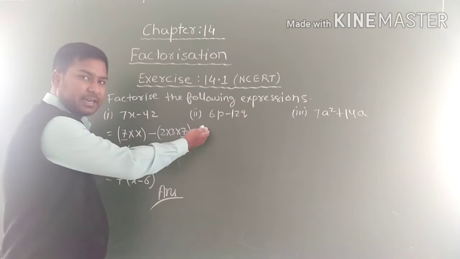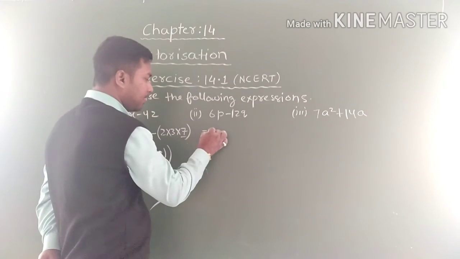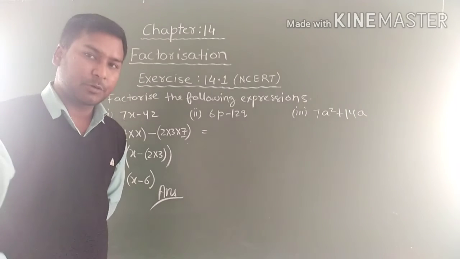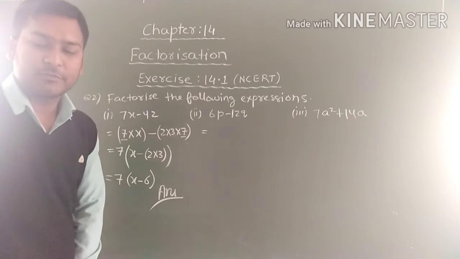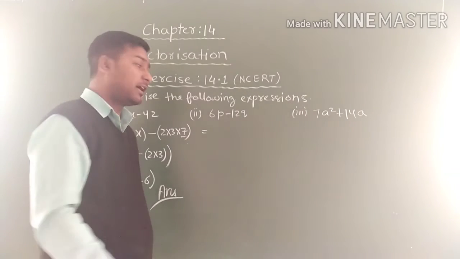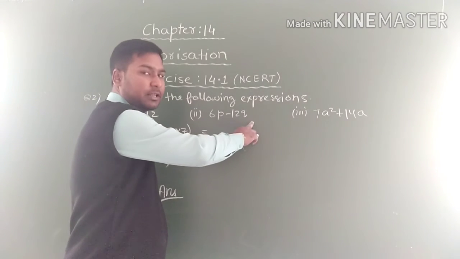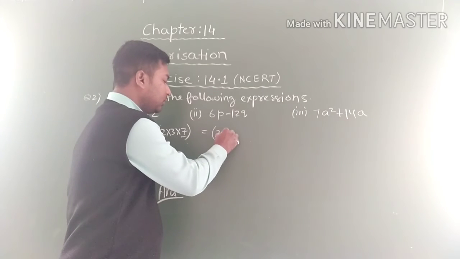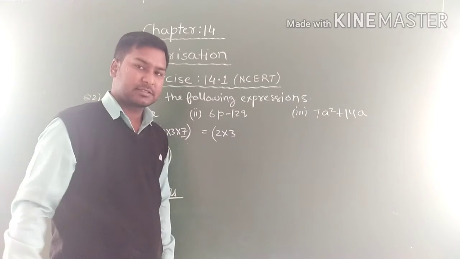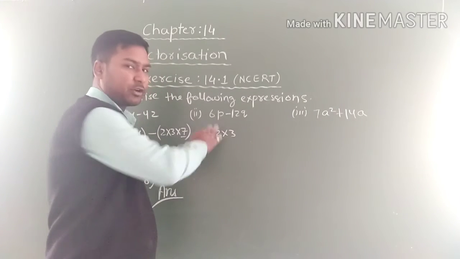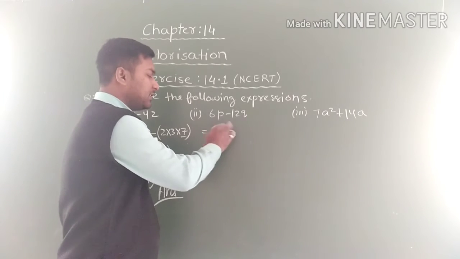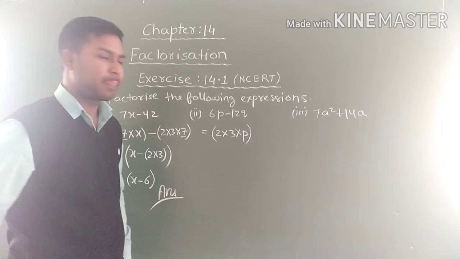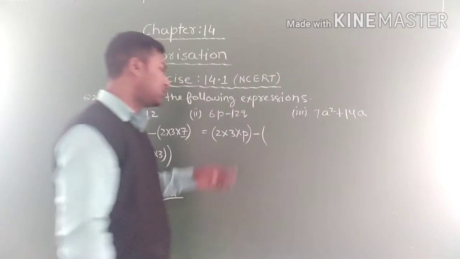Similarly, the next question is given here: 6p minus 12q. Again, we have to follow the same process. First of all, we have to find the factors of 6p, then the factors of 12q. So the factors of 6p will be 2 into 3, that is 6. 2 and 3 are the prime factors of 6. Now what is left here? This is p, bracket close, minus 12.